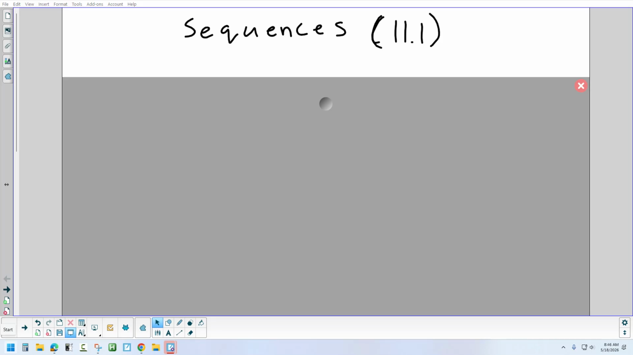The last two sections we're going to take a look at are 11.1 and 11.2. So 11.1 we'll do today, 11.2 we're going to split into 2 days. And they're on what we call sequences and series.